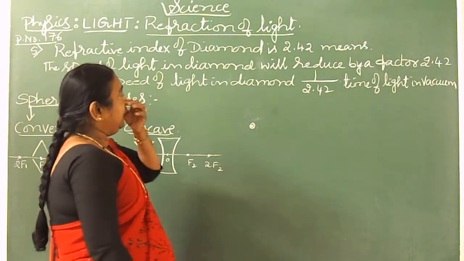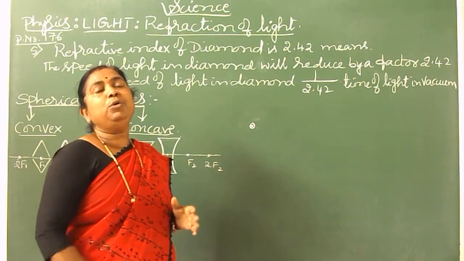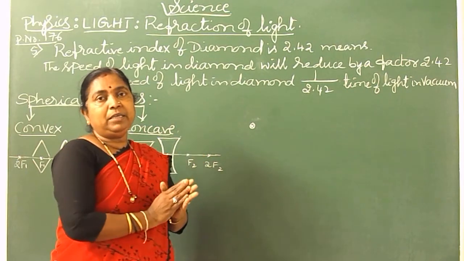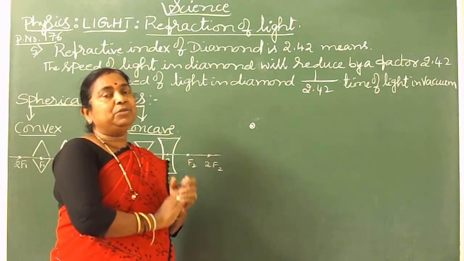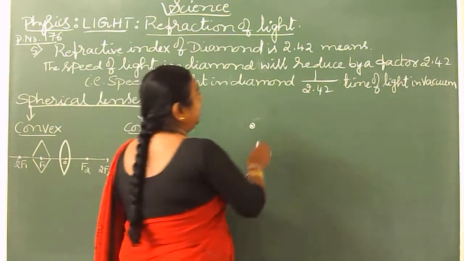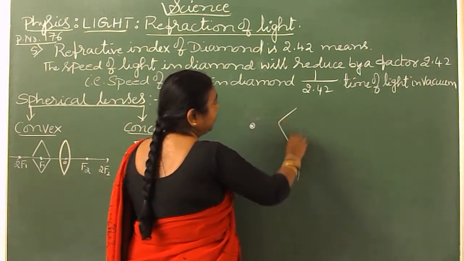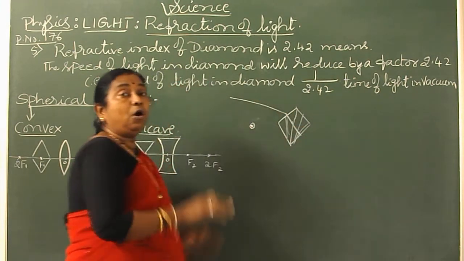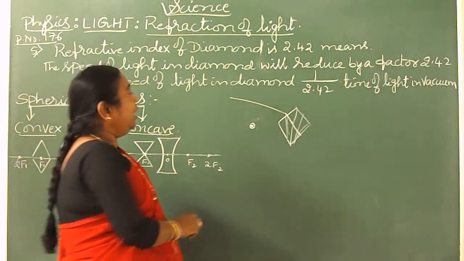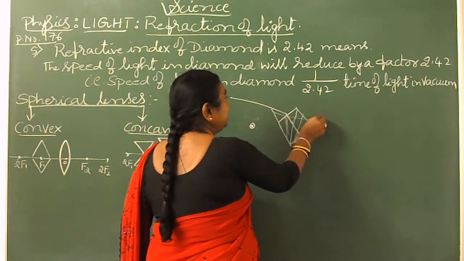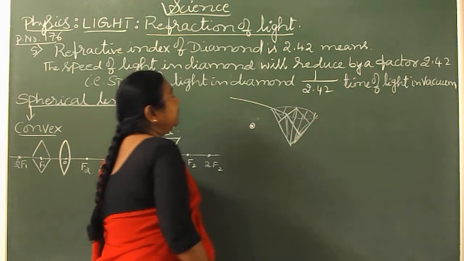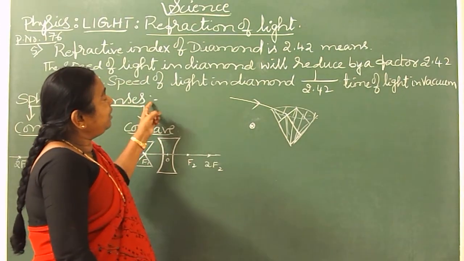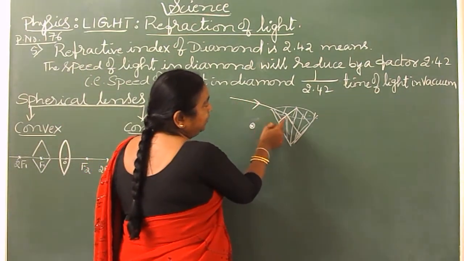The speed of light in diamond will reduce by a factor of 2.42. How do we understand this? The density of diamond is more than that of air. For that reason, when a light ray enters diamond, it changes its direction. How much it bends is important. Whenever cuttings are made in the diamond, the light ray enters from air to a denser medium. That is how, when the light ray enters from rarer to denser, it bends.